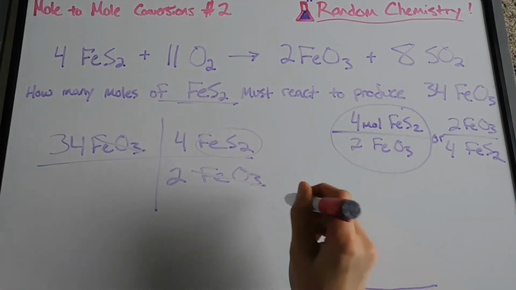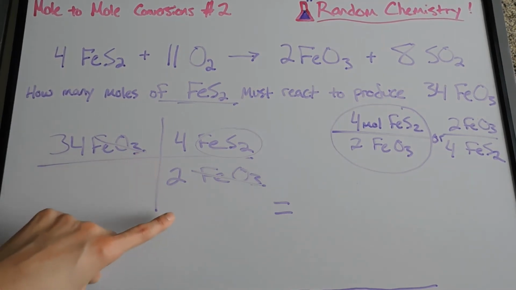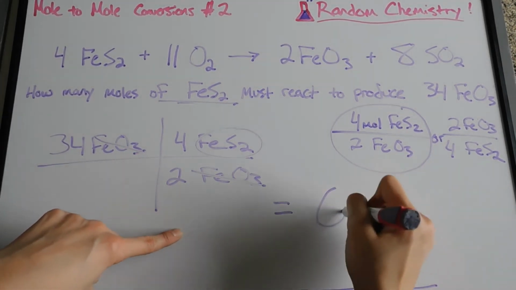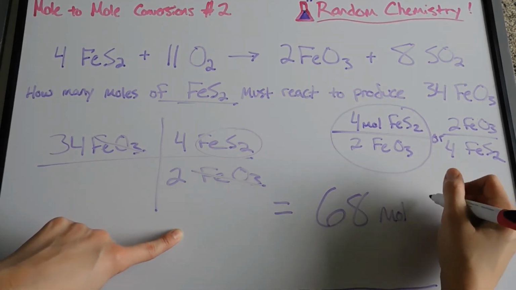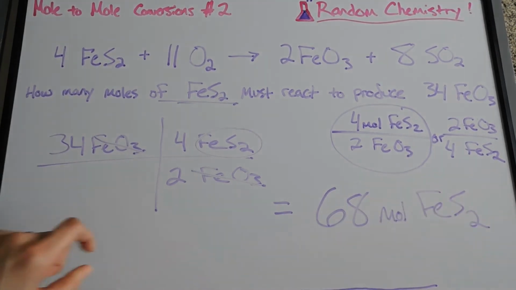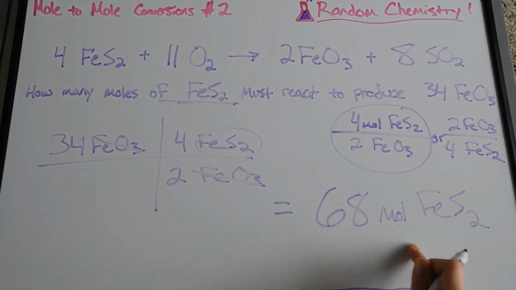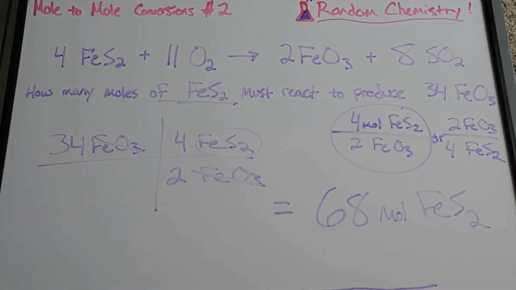And then I plug this into my calculator. 34 times 4 divided by 2, and that should give me 68 moles of FeS2. So 68 moles of FeS2 must react to produce 34 moles of Fe2O3.